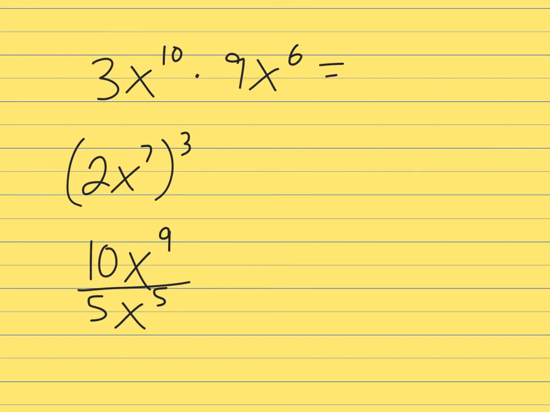So for the first problem, 3 and 9, 3 times 9 is 27. And x to the 10th times x to the 6th is x to the 16th. So that would be my answer for that one.